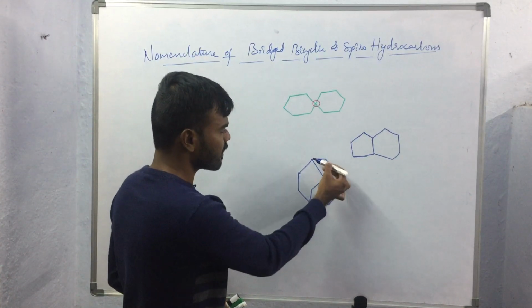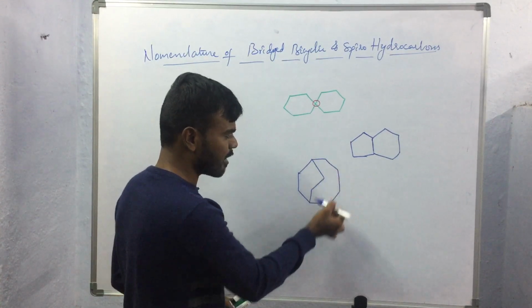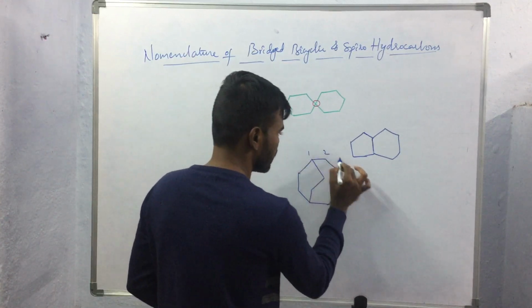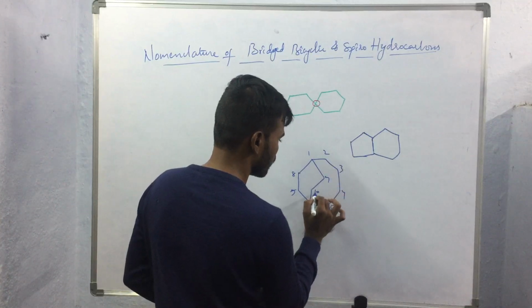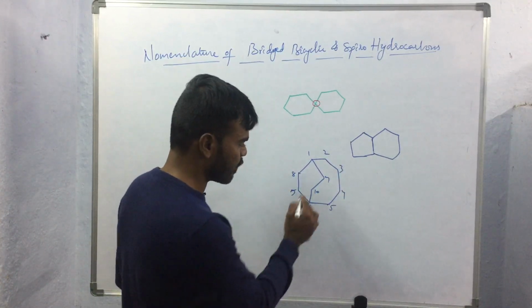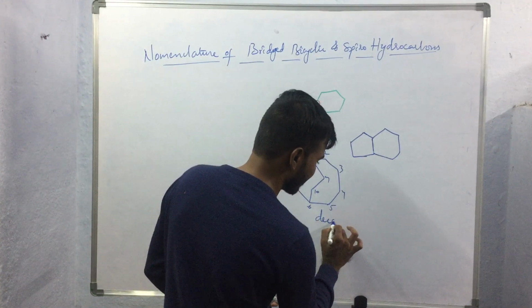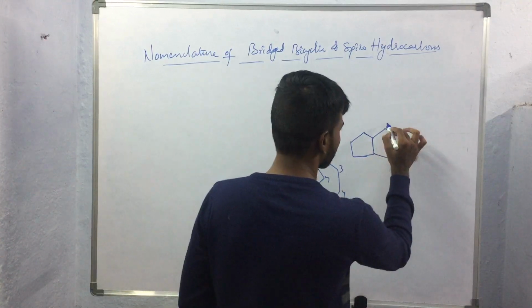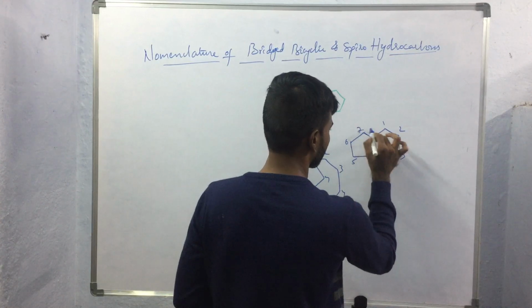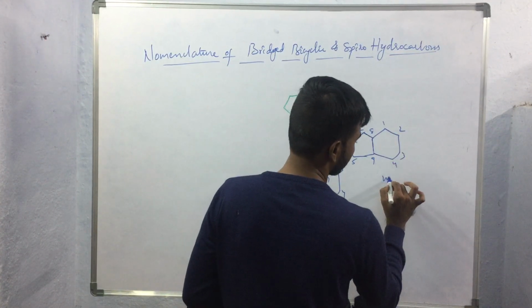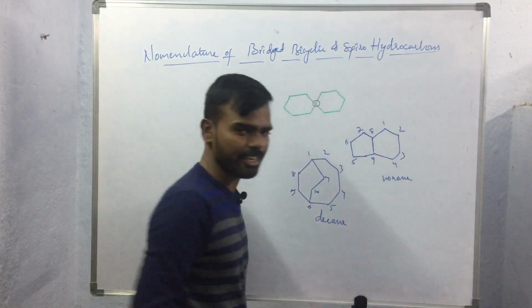So we are counting these bridgehead carbon atoms also. While giving the numbering, a total of 10 carbon atoms we are considering, and we are considering this molecule as decane. Here also, this will be called nonane.